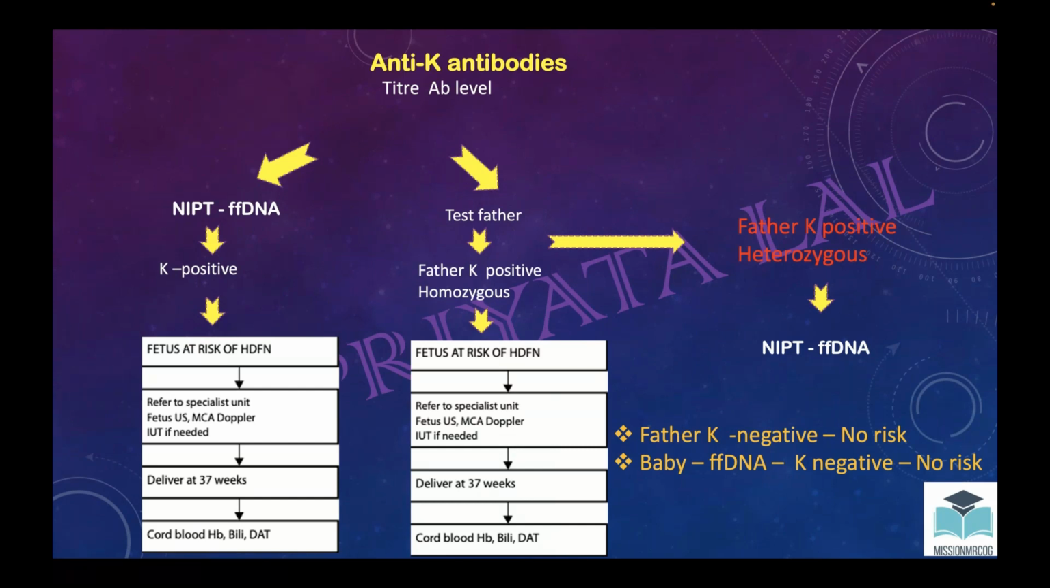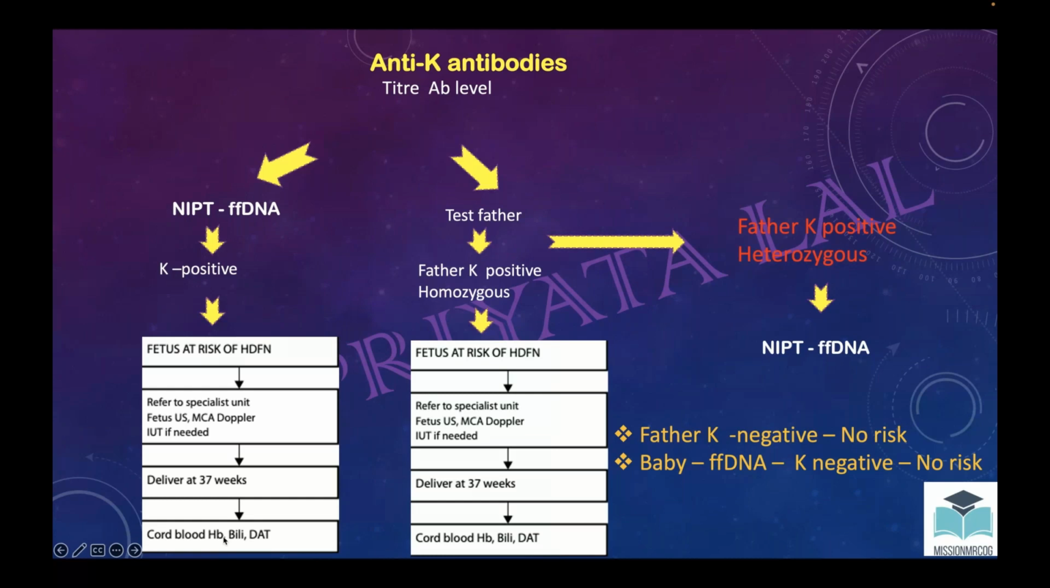They will do the titer, but what next step will they do? They will check for the father. If the father is homozygous, the baby is at risk. If the father is heterozygous, 50% of babies will be affected and 50% will not be affected. So they will do NIPT to know the K. If the baby has K, the baby is again at risk, same pathway. If the baby is K negative, then there is no risk.